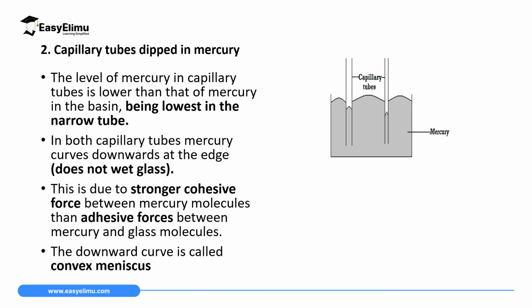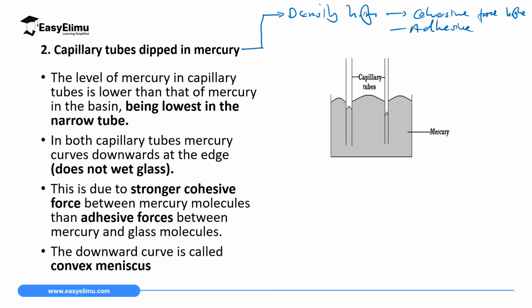So the second scenario that we have is when you dip capillary tubes in mercury, and as we said, when a liquid is of high density like mercury, it means the force of attraction between molecules of the same kind, that is cohesive force, will be high. Then adhesive force automatically will be low. Whenever we have high cohesive force, it means adhesive force is weak.